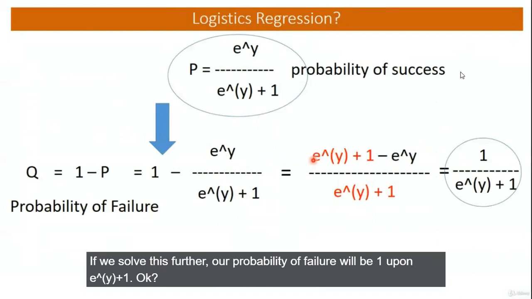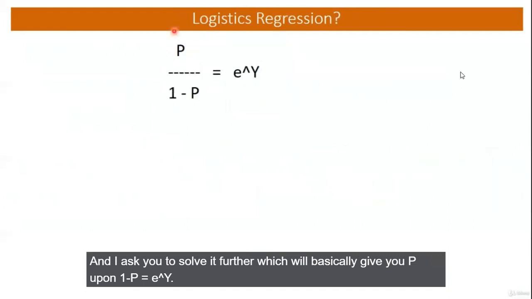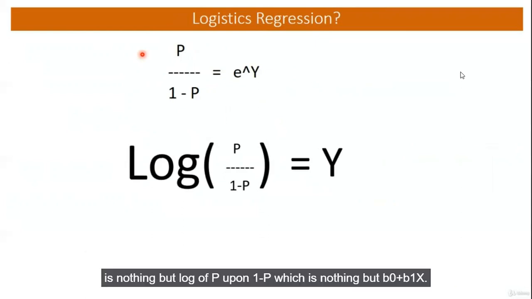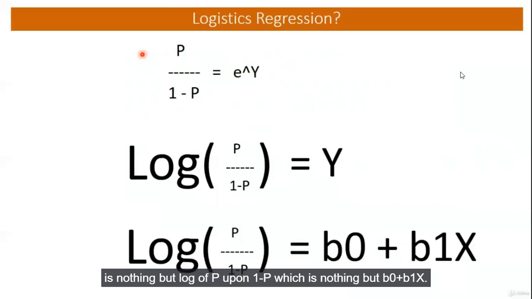If we solve this further, our probability of failure will be 1 upon exponent of y plus 1. Okay, and I ask you to solve it further, which will basically give you p upon 1 minus p equal to exponent of y. Next, we perform the log function on both sides, which will cancel the exponent, and what we get here is y, which is nothing but log of p upon 1 minus p, which is nothing but b0 plus b1x.